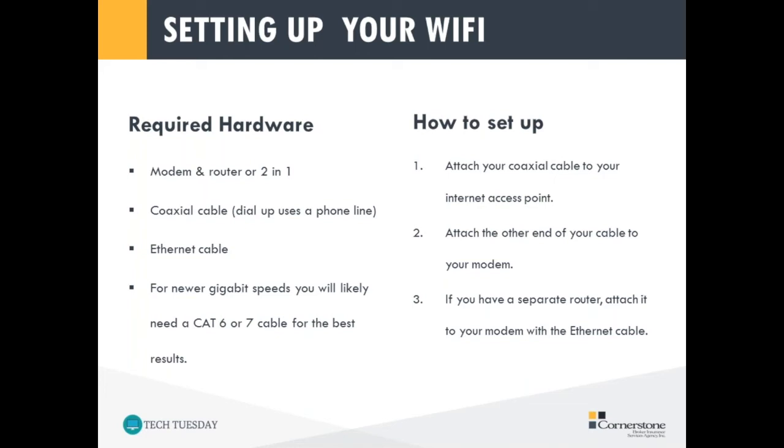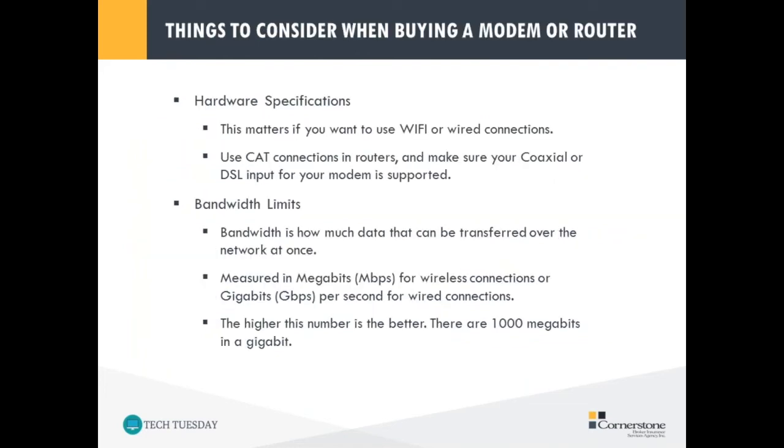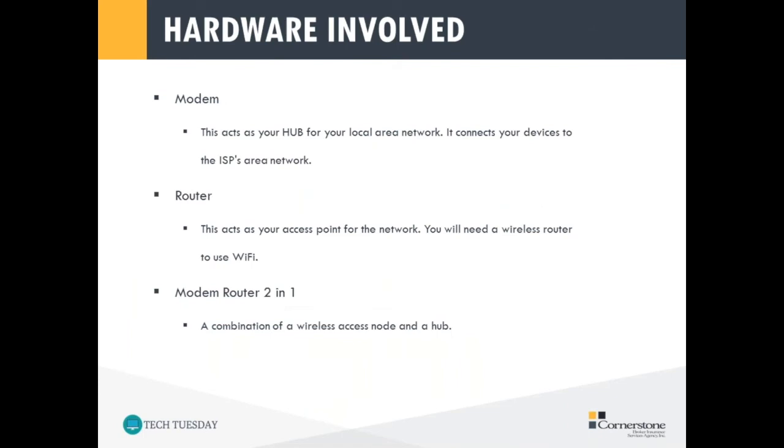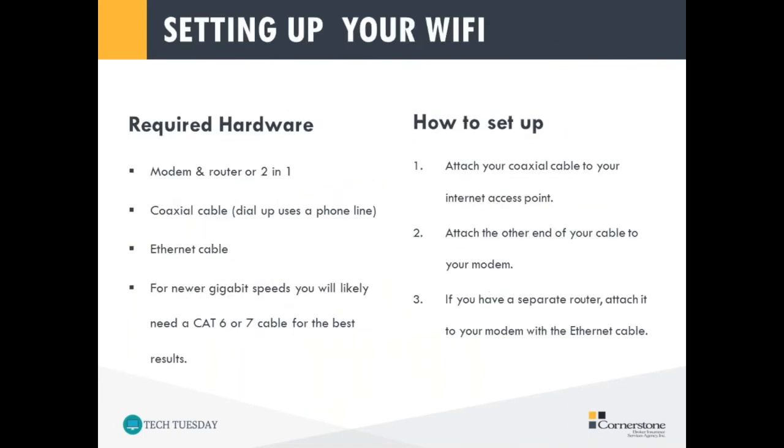Anyway, how to set it up. You're going to put your coaxial cable on your internet access point. Then you're going to attach the other end of the cable to your modem. If you have a separate router, you attach it to your modem with the Ethernet cable. That's about it. I know that seems pretty easy. Here, we'll get back to where we were. Seems pretty easy, pretty summarized, well, quick actually.